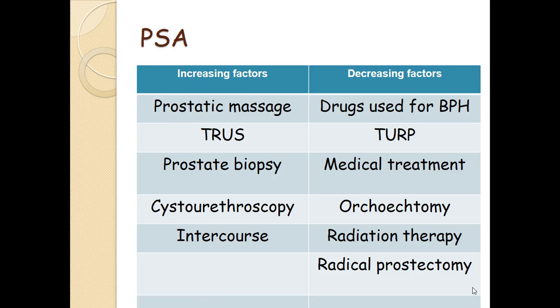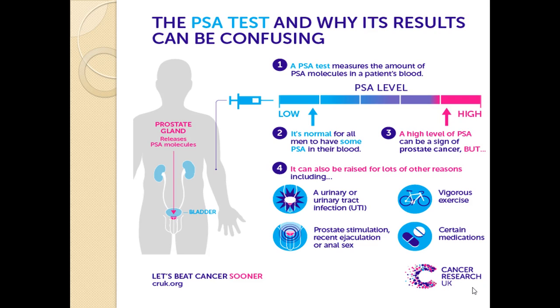Decreasing factors can be drugs used for benign prostatic hyperplasia, which can decrease PSA. Post TURP, because the volume of the prostate has been decreased after TURP, can have a decreased serum PSA. Medical treatment is already discussed, as are orchidectomy and radical prostatectomy. In radical prostatectomy, the whole prostate has been removed, so the serum PSA usually comes down.